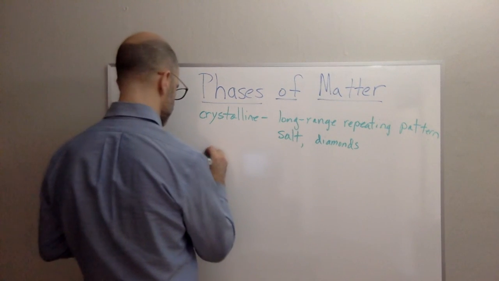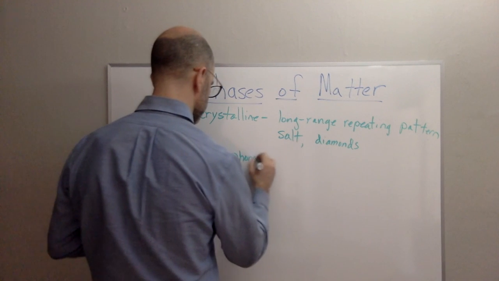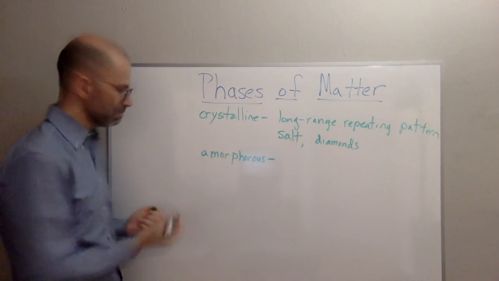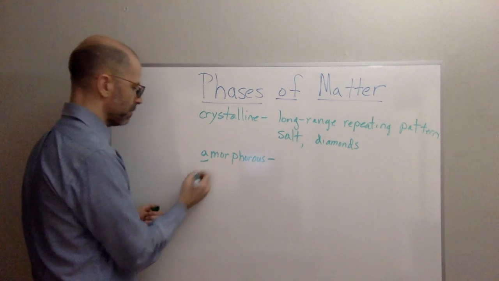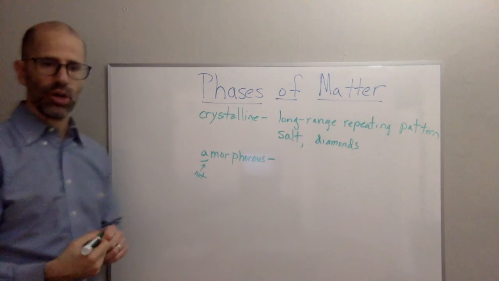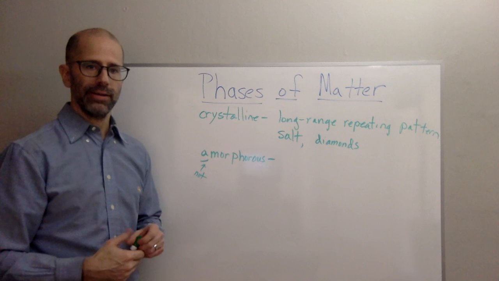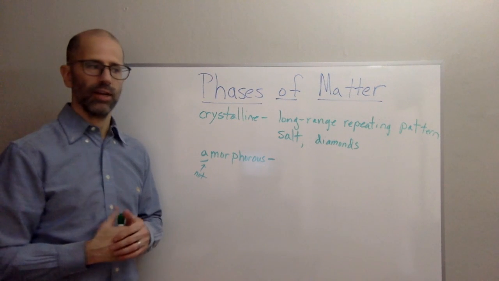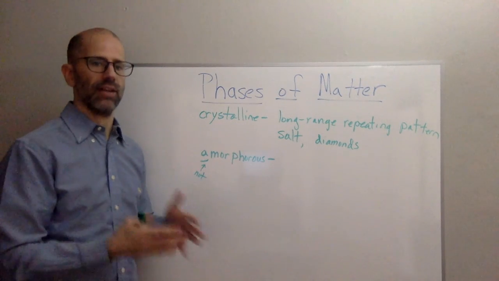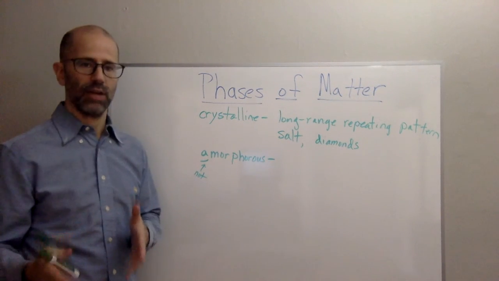The other category is called amorphous. Now, what does this word mean? It comes from the Greek. The A refers to not or no. It's the negative in the Greek. You see this in a lot of words. For example, atheist. The A in atheist means not. It's the negative of theist, so one who does not believe in God, right? So that would be an example.